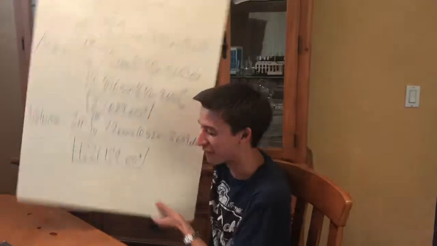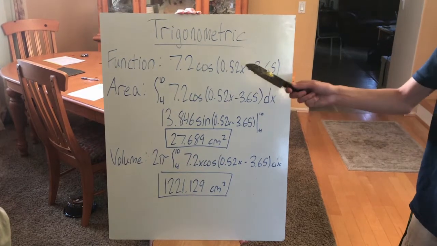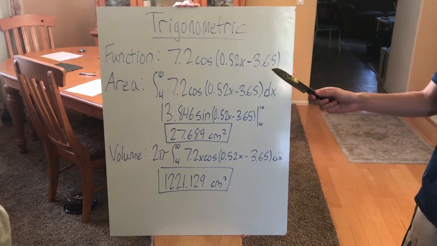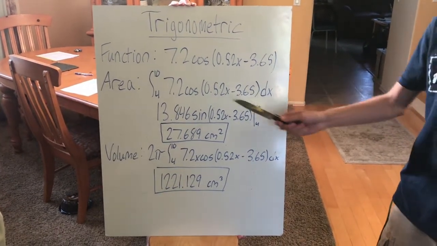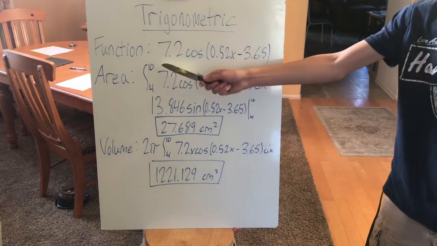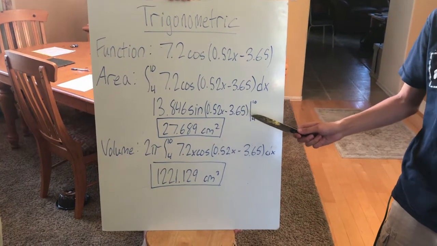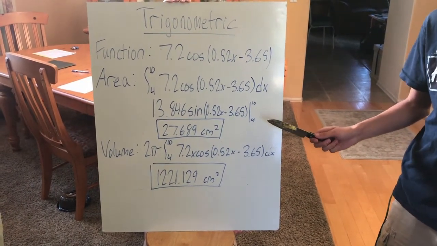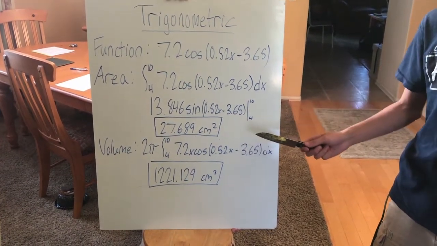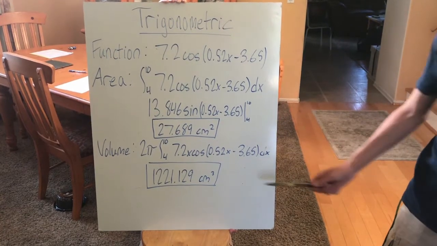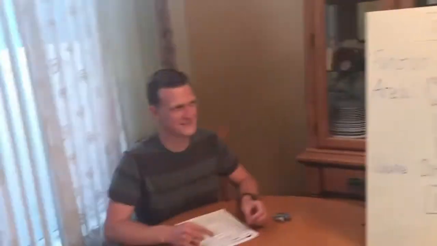I do, if you're looking at it from a trigonometric point of view. We used cosine to model our function, which was 7.2 times the cosine of 0.52x minus 3.65. Then to find the cross-sectional area of the single piece, you take the integral of the original function evaluated from 4 to 10, which are the points where the cake touches the x-axis, which comes out to 27.689 centimeters squared. Then to find the volume using the cylindrical shells method, you take the integral of the original function times 2 pi x, and using integration by parts, you find the volume to be 1,221.129 centimeters cubed. You mean decimeters, right?